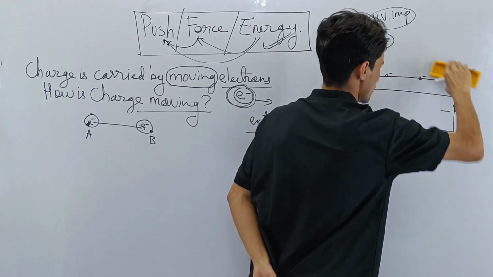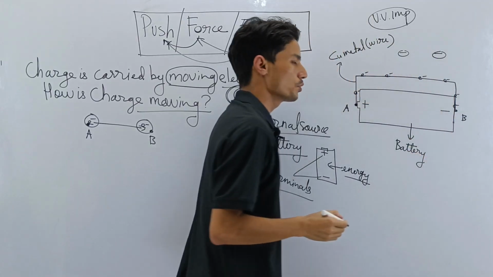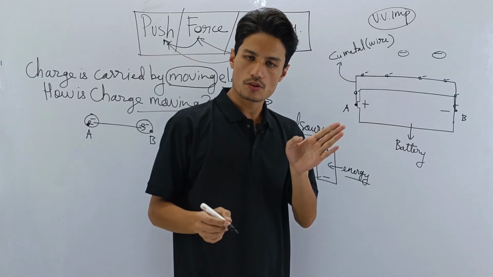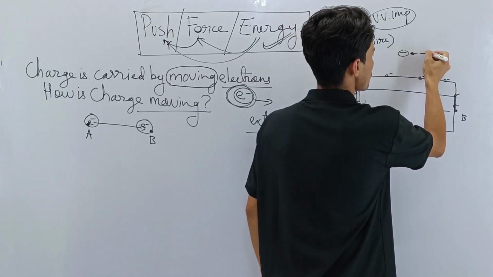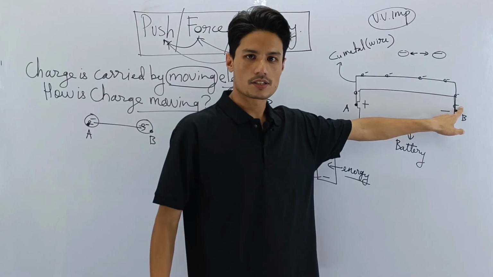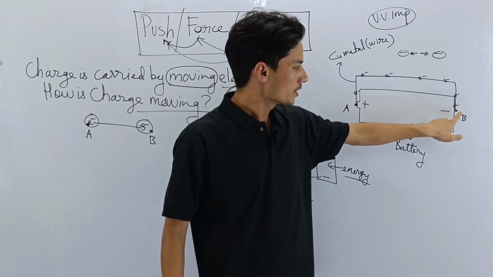What is the force existing between a negative charge and a negative charge? Between two negative charges, what type of force is existing? A force of attraction or a force of repulsion? Yes, repulsion. So between these two negative charges, they will experience a force of repulsion. So this negative charge will repel this negative charge. Understood?